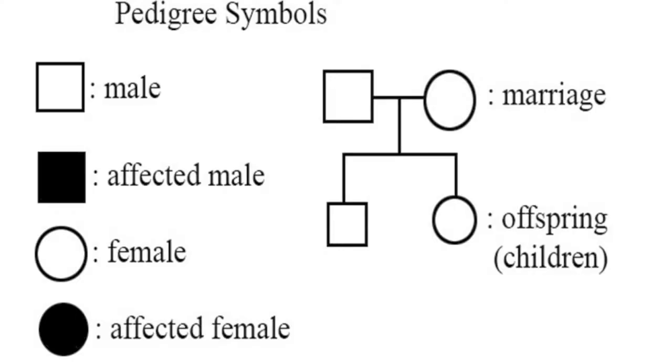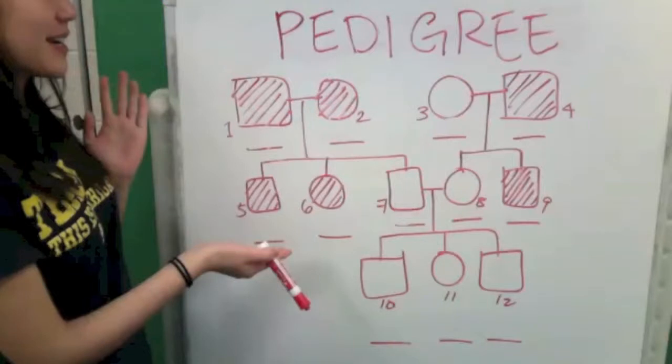This is the key to understanding a pedigree. Males and females are represented by either a square or a circle, respectively. Colored-in squares and colored-in circles represent an affected individual, meaning they have the phenotype in question. Here you can see an example pedigree.